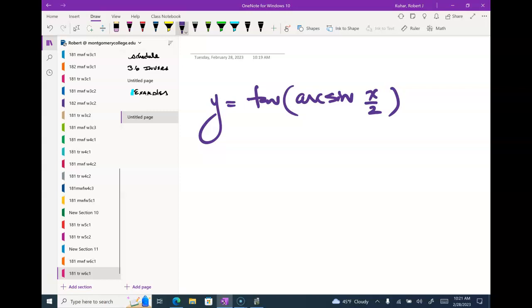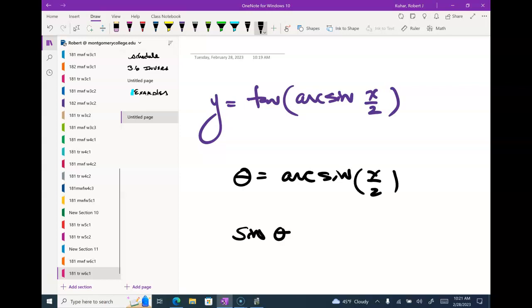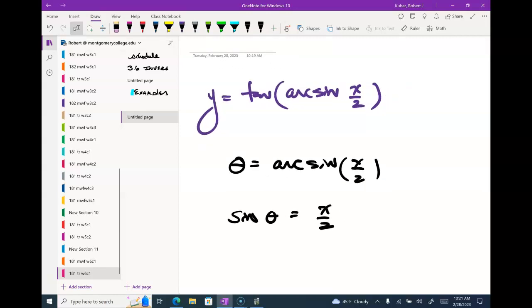Do you see an inverse trig? Okay, if you see an inverse trig, that means you see a trig. And that means you see a right triangle, and that means you can get all the sides. So I always want to be thinking of my inverse trig as a theta. So theta is the arcsine of x over 2, which means sine of theta is x over 2. There's my triangle. When I see an inverse trig, I see a trig. If I see a trig, I see a triangle, right?